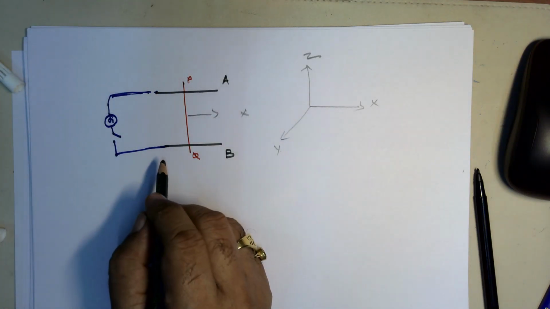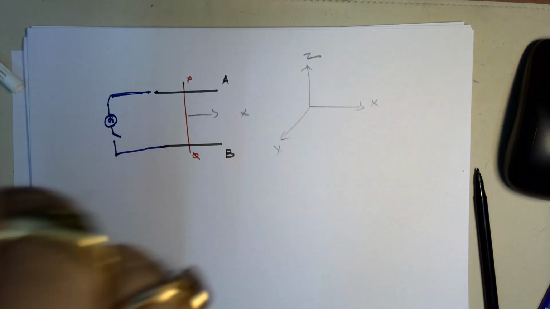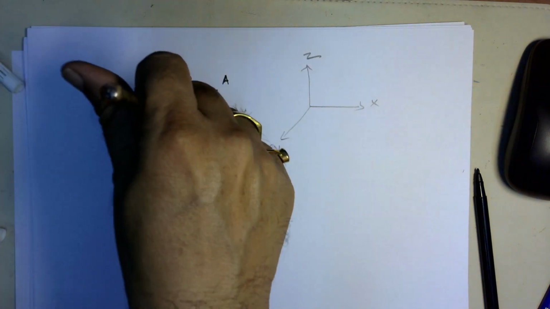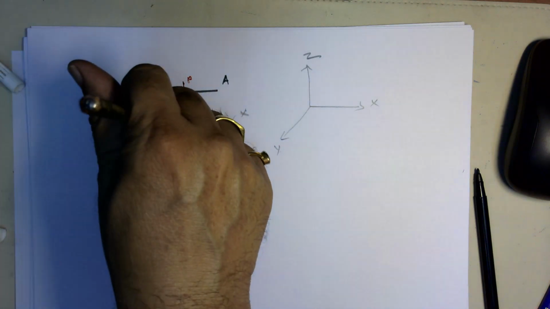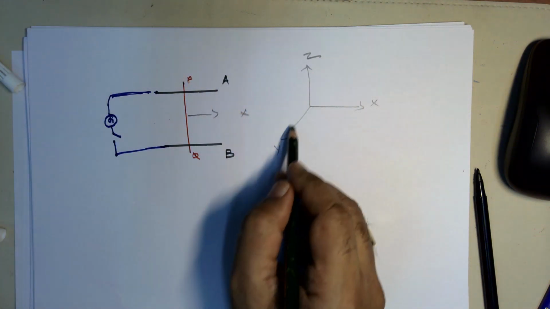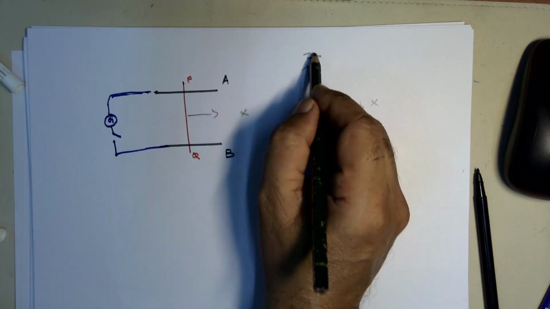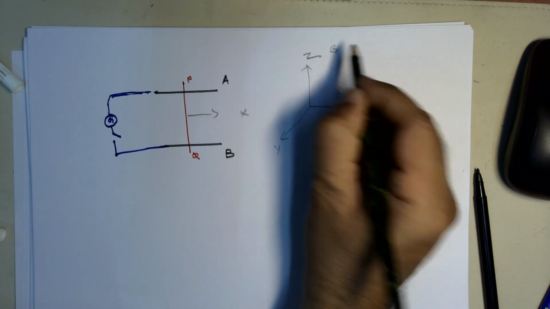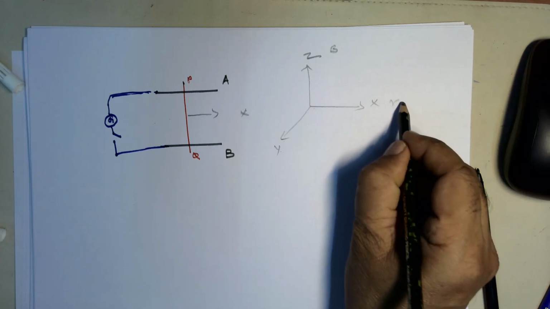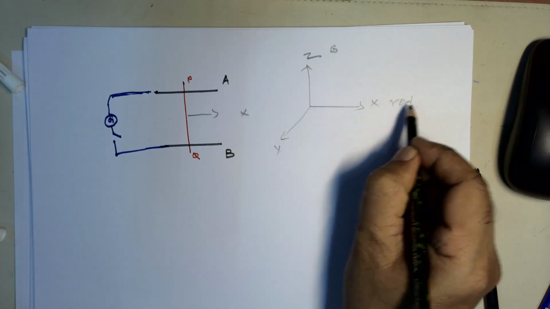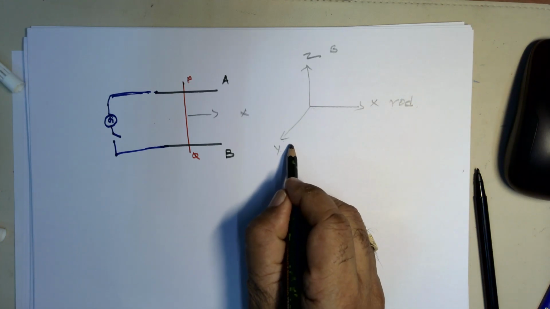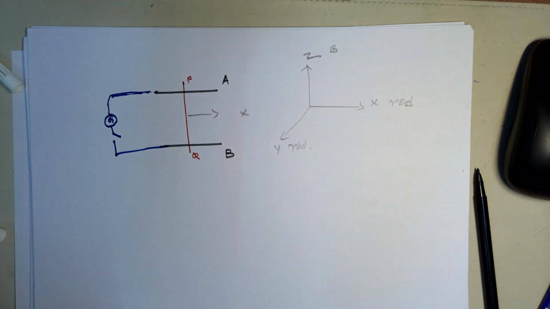Do you understand this? The magnetic field is traveling vertically. Okay, and what about this y? This is the PQ, and z axis is the magnetic field. So you can put magnetic field here. This is the rod movement, and this is the direction of rod.